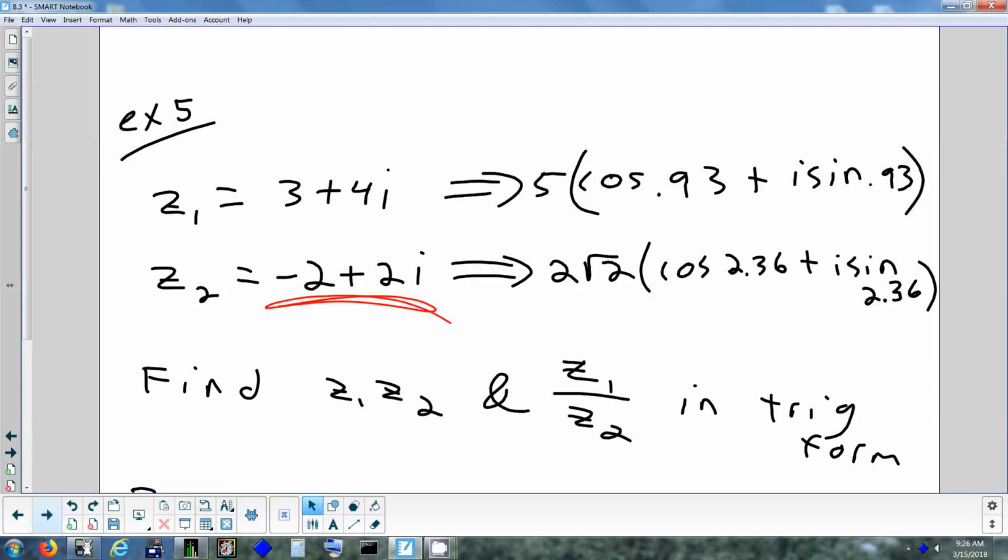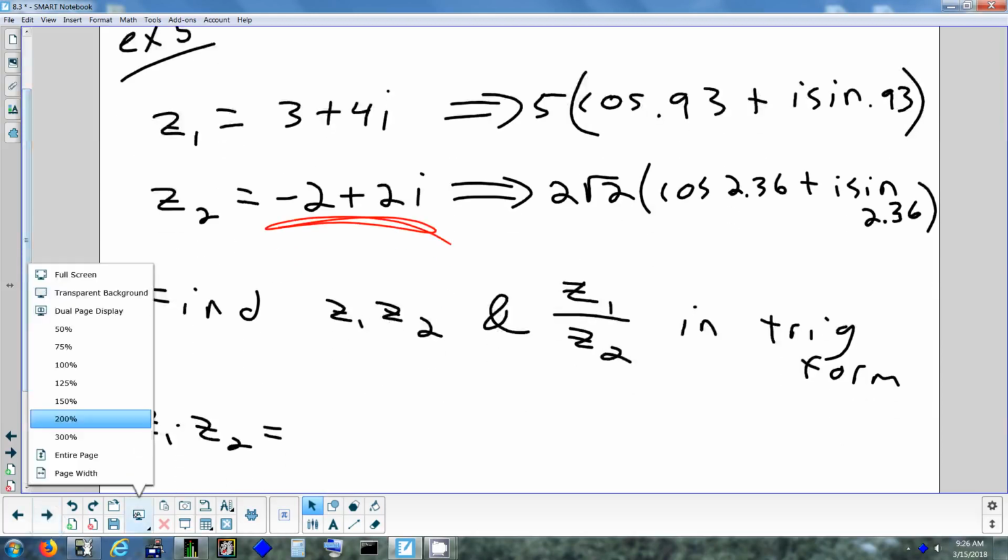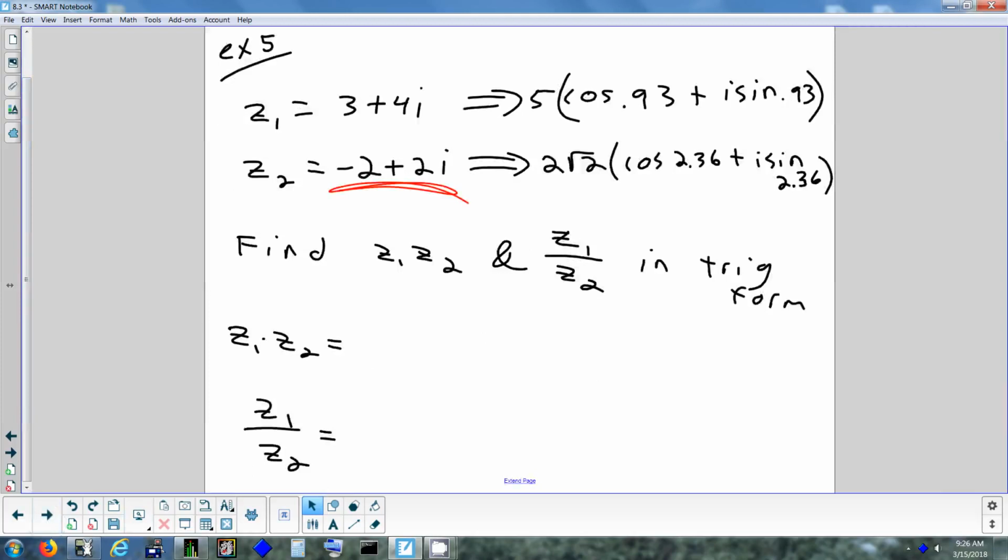We already did this one. That was the first one that we converted. So I'm just using our result. And the other one I converted for you. So they're already in trig form. We're going to multiply them, and we're going to divide them. Let's start with the product.